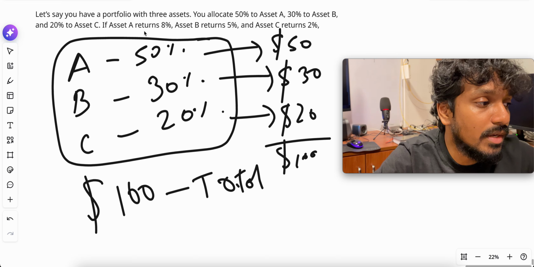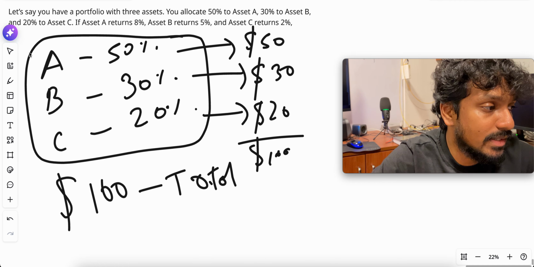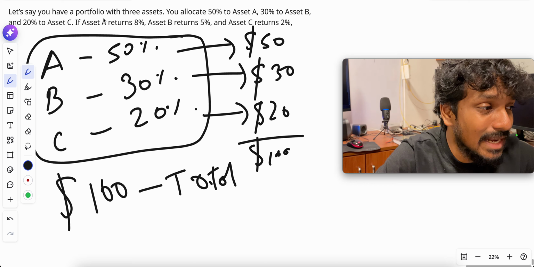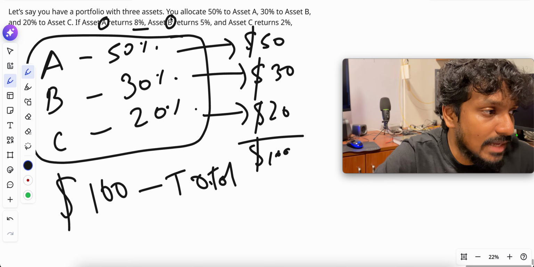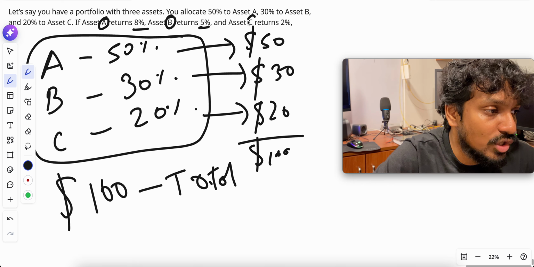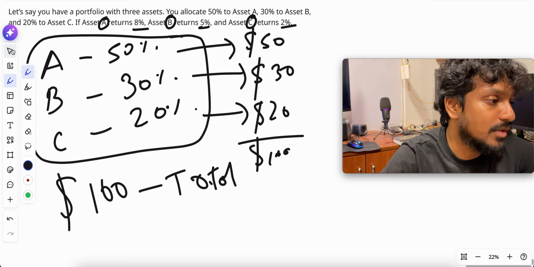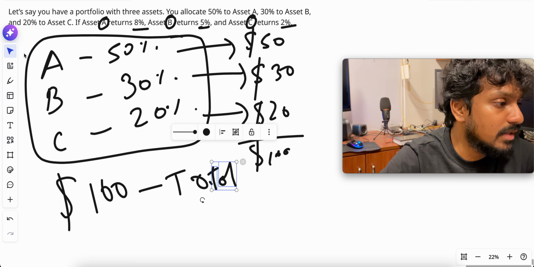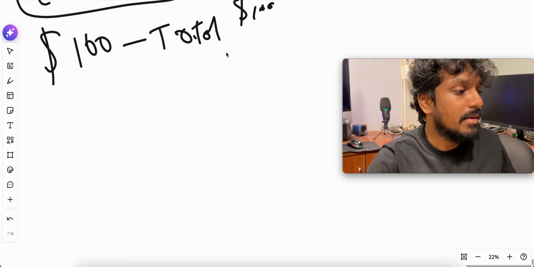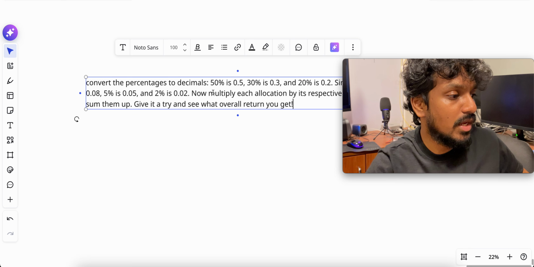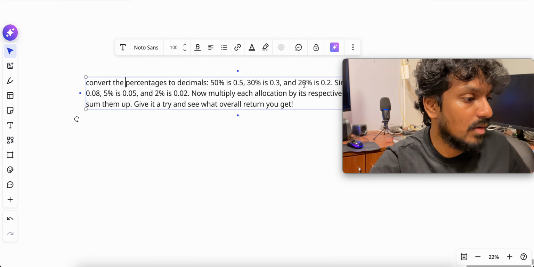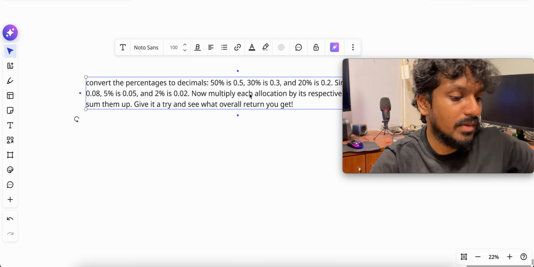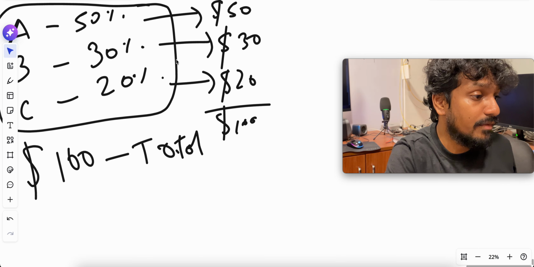So for that, here I have given a question. Imagine asset A is having a return of 8%, asset B having a return of 5%, and asset C having a return of 2%. So now what I'm going to do is let me add the same question here so that it will be easier for you to get it.